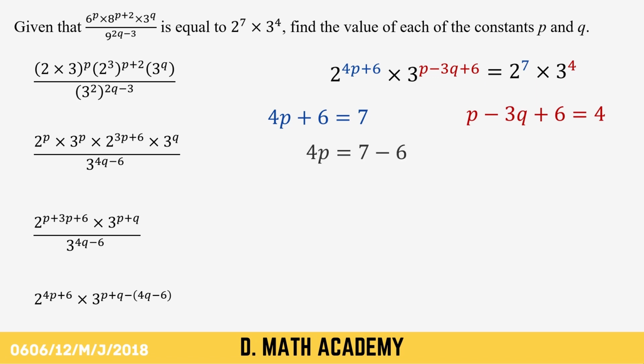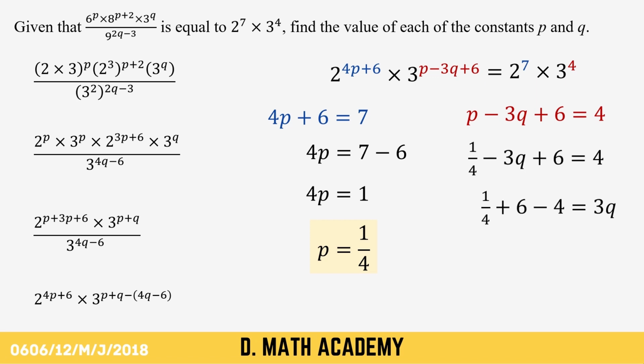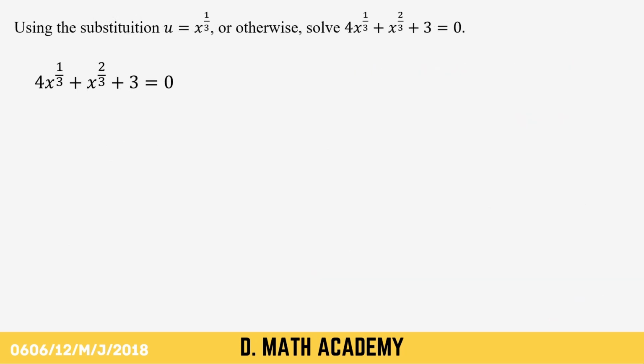After you run the calculation, you should get your p as 1 over 4, and by substituting 1 over 4 into the red color equation over there, you will get your q's final result as 3 over 4. As for the next part, using the substitution, we have u equals x to the power of 1 over 3. So all the x to the power of 1 over 3 in the equation must be changed into u.